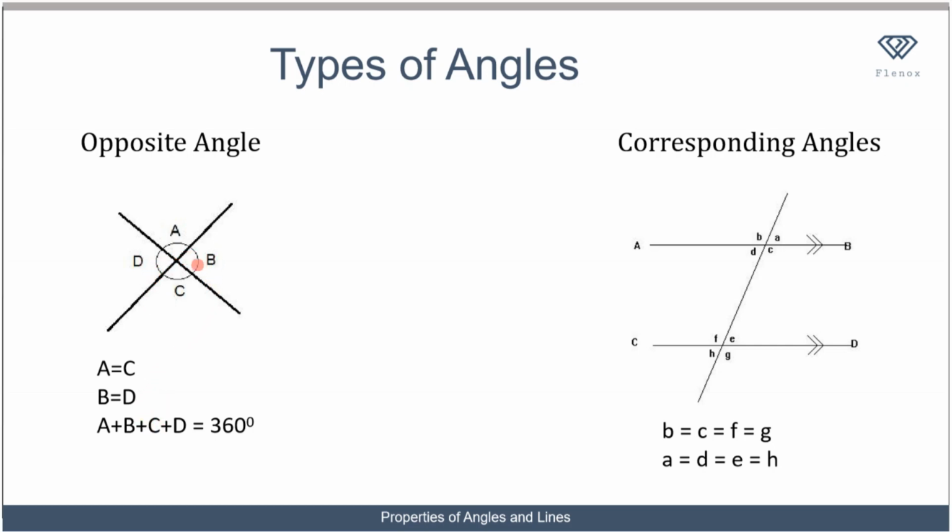So now we have already discussed that the angle at a point, or a full angle, is 360 degrees, and when I add A, B, C and D, I get a full angle. So the sum of A, B, C and D must be equal to 360 degrees.